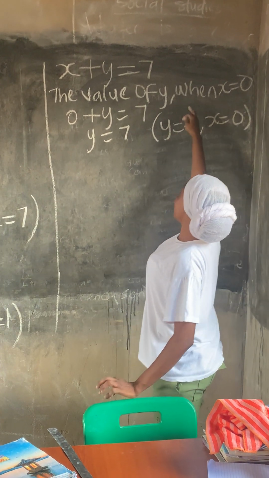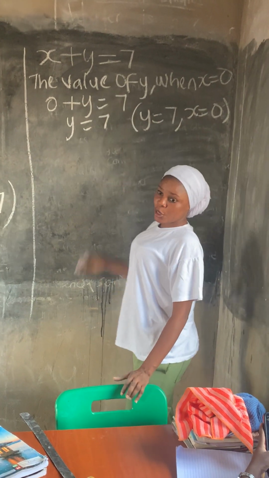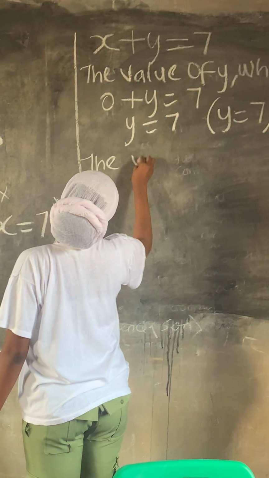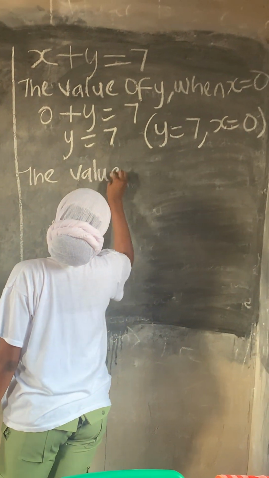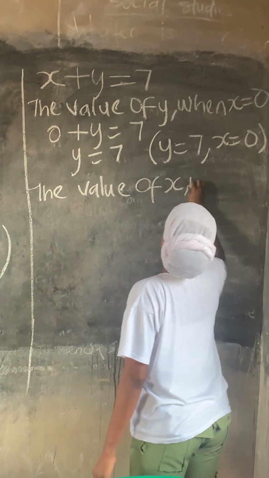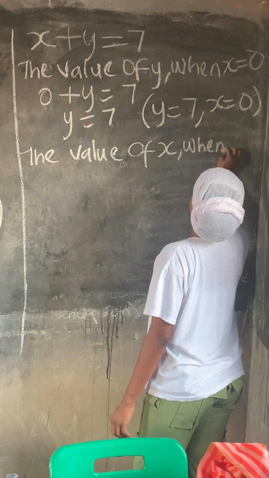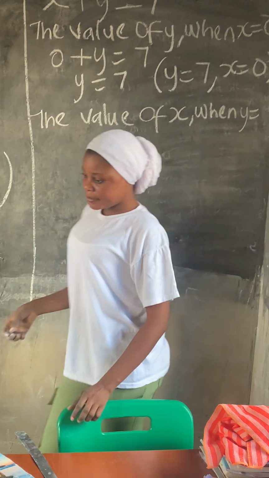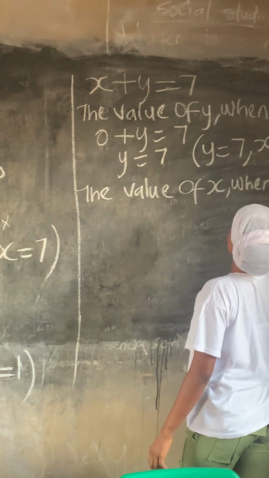So the same thing you did for this, do for the second one, okay? So now the value of x when y is equals to 0. Clean the board. Value of x when y is equals to what?